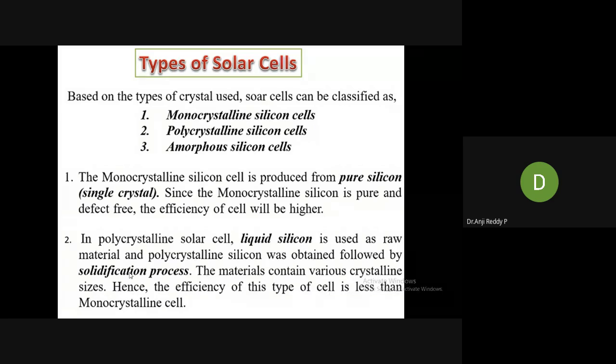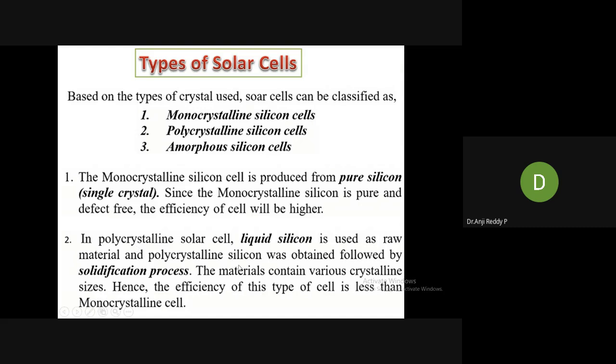How can we get the liquid silicon? We have to take polycrystalline silicon and heat it. Then we get the liquid silicon. That liquid silicon we have to solidify by using a cooling process. We just cool the liquid silicon, and at one particular temperature the liquid converts into solid. That is what we use here.